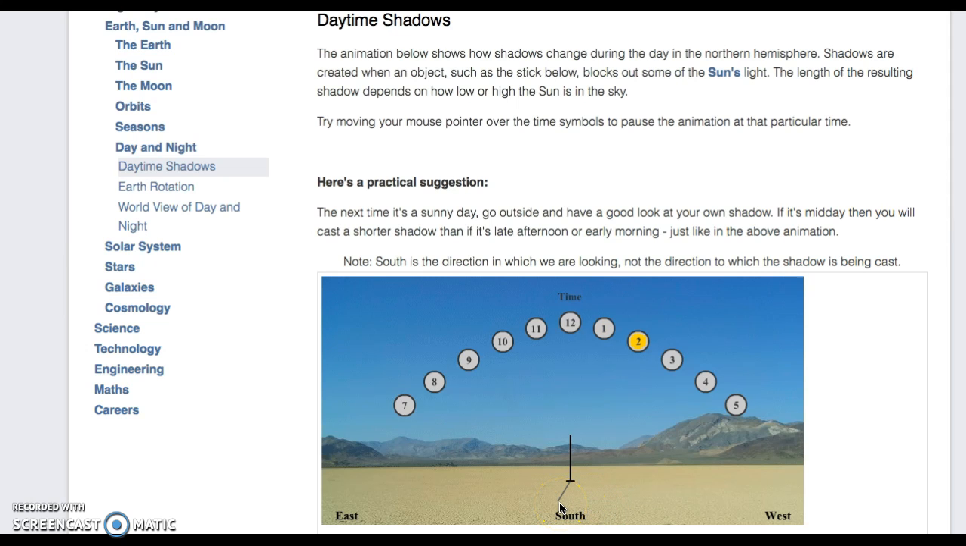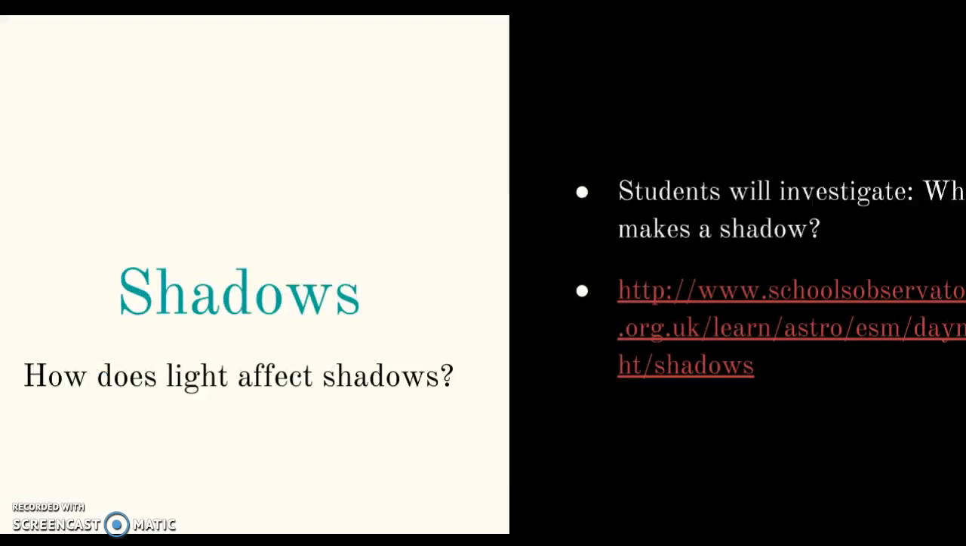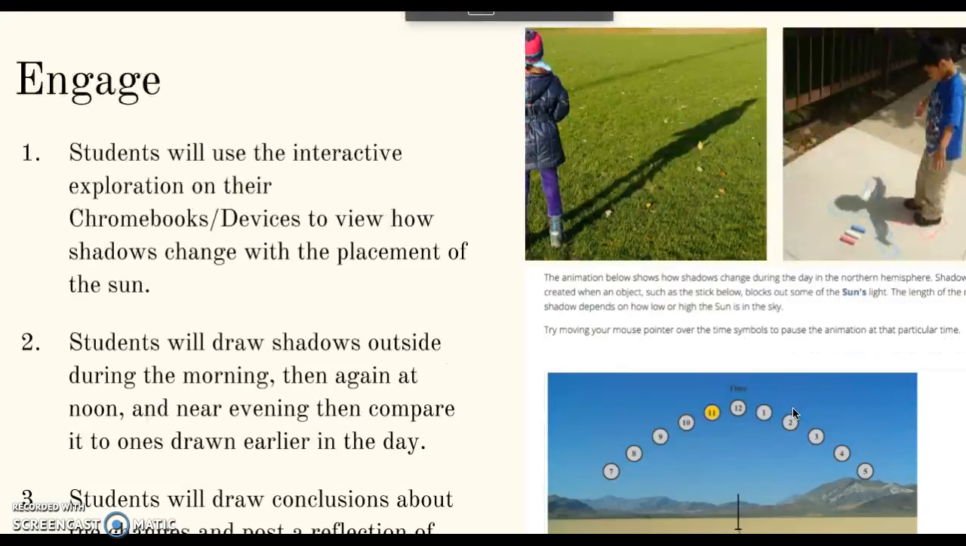So you've got the sun acting as the light source. You've got this pole right here acting as the blocker. And then the ground is the surface that the shadow appears on. And you can see that as the sun moves across the sky, or as the earth turns, you're seeing the shadow move to different places. Okay? So that's what we're going to be exploring today.